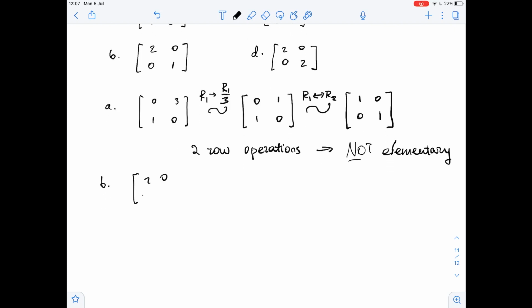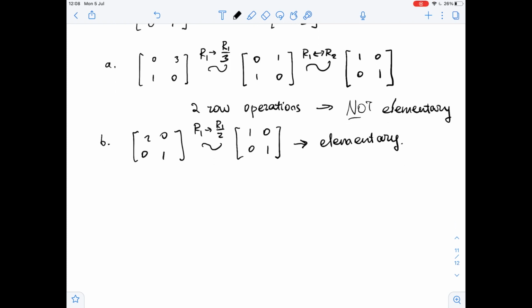2, 0, 0, 1. Again, we will try to perform some row operations. Here you clearly understand that you need to get rid of 2 because there are only zeros and ones in identity matrix. So we will divide the first row by 2. So R1 becomes R1 over 2. Here we have 1, 0, 0, 1. As you can see, this is an identity matrix. So from matrix B, we can get identity matrix by performing one row operation. So that means that it's elementary. Matrix B is elementary.